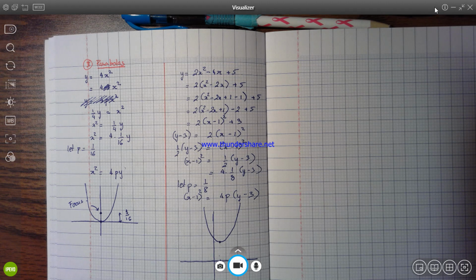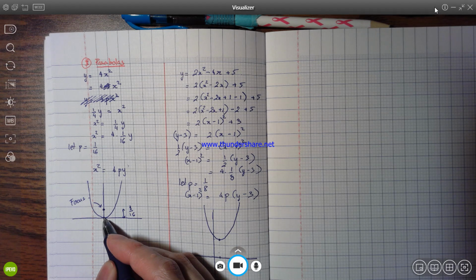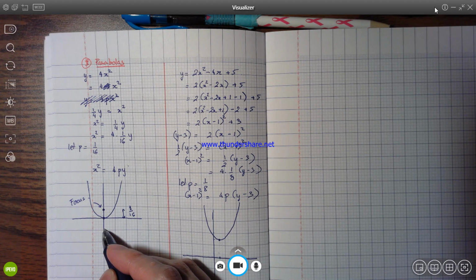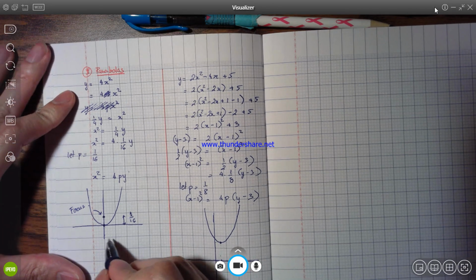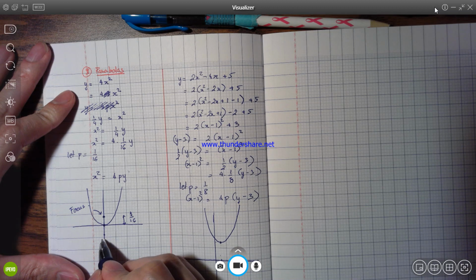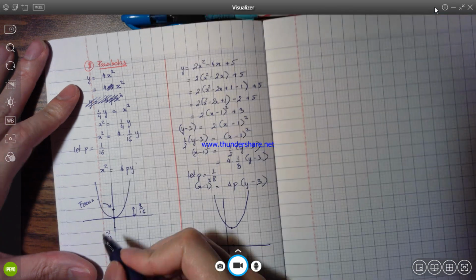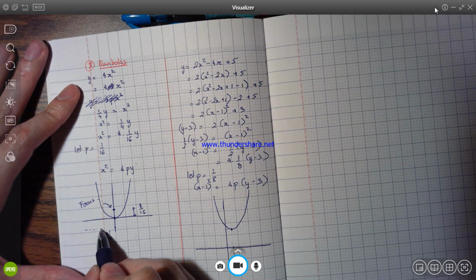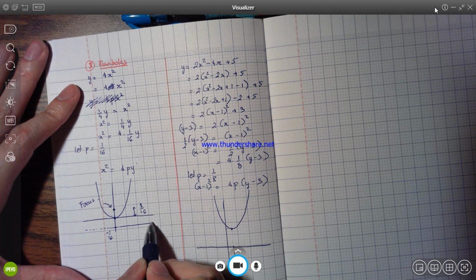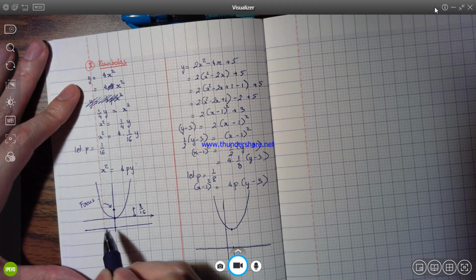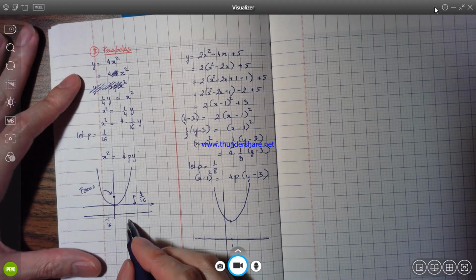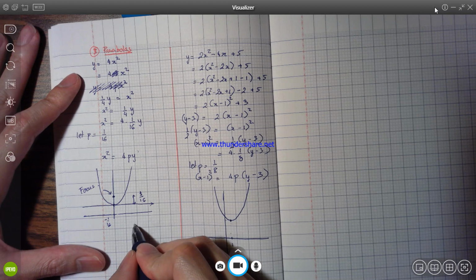And from the origin we go down by the p value. It means negative 1/16, and we draw the horizontal line. This line right here we call the directrix.